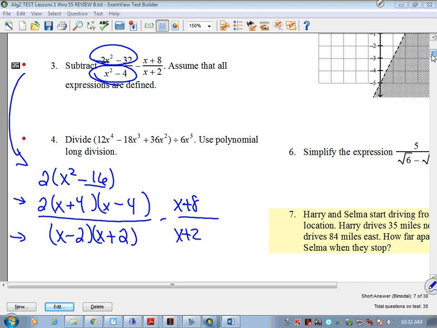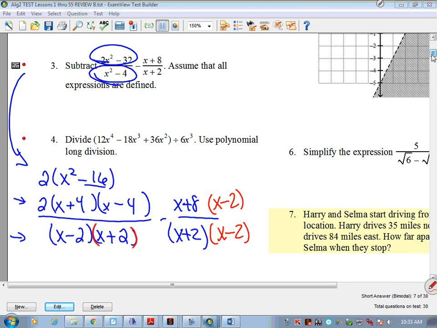Now, I can't change anything in that second fraction, but I'm going to see that I have an x plus 2 here. So in order to add or subtract fractions, I need a common denominator. And so the common denominator is actually taking this and multiplying it by x minus 2, but I need an equivalent fraction, so I'm going to multiply by x minus 2 over x minus 2. Okay? All right. Let's look and see what that does for me in the end.